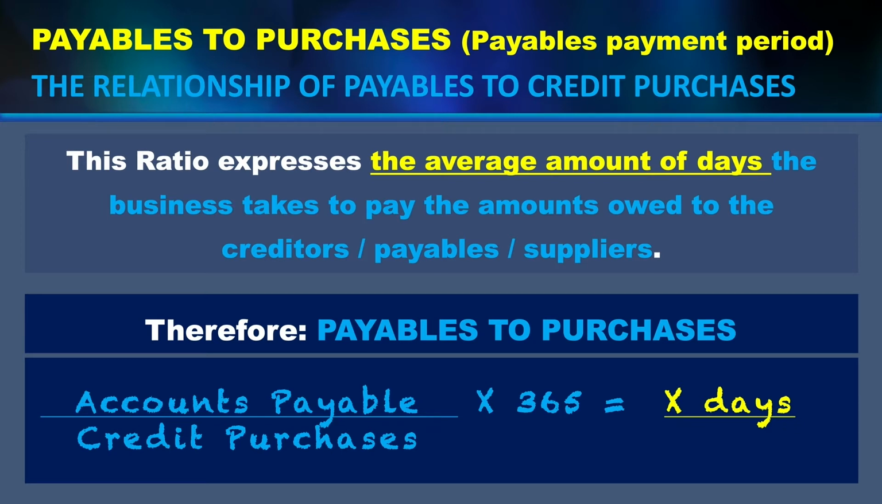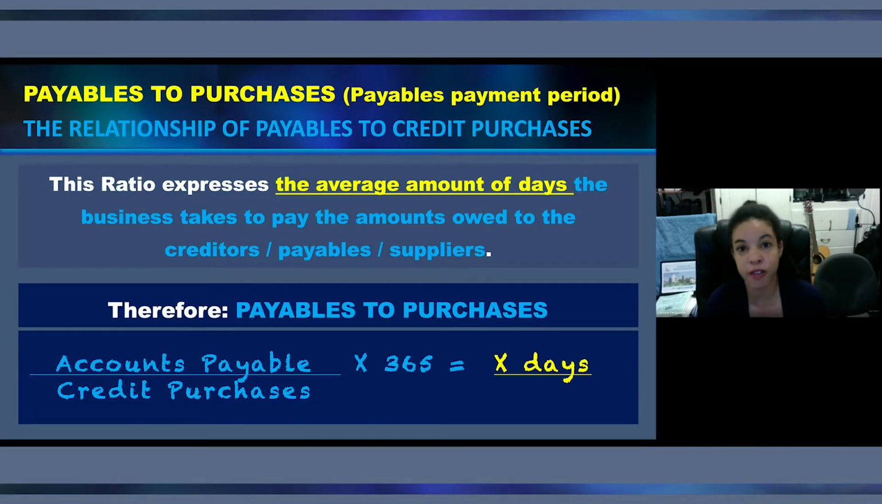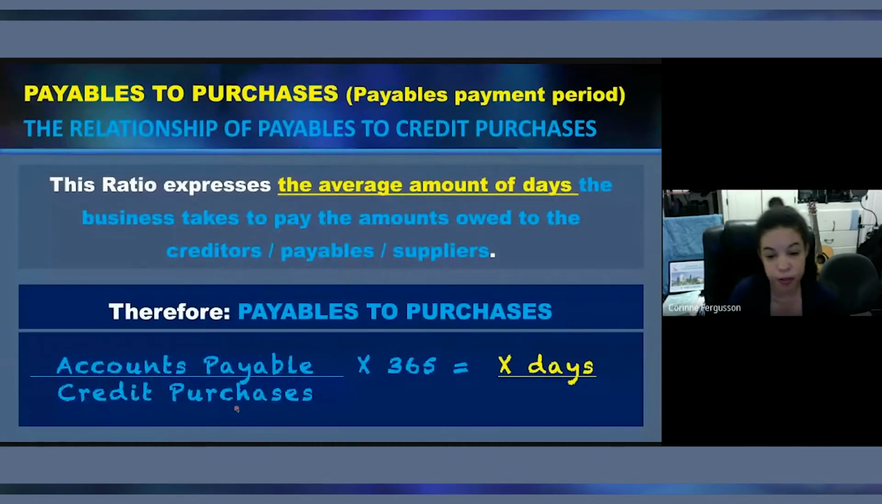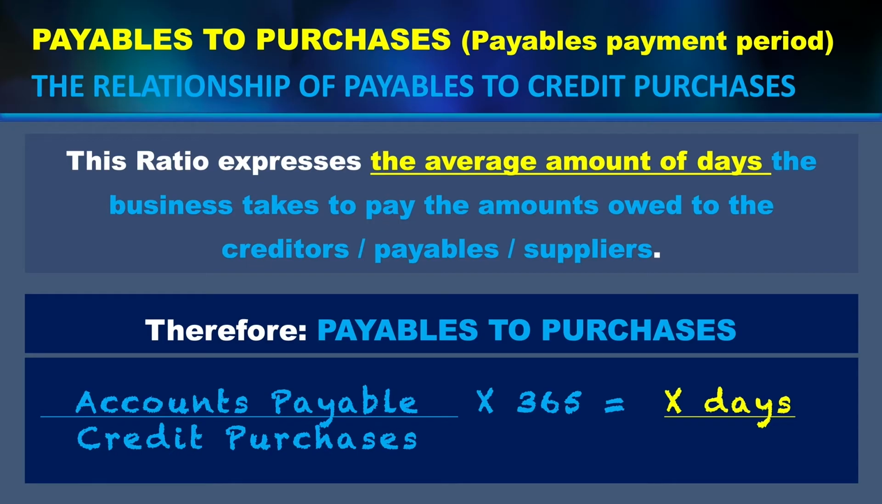Once again, specifically credit purchases. But if they only give you a purchases figure, that is the figure you're going to use, assuming that all the purchases are credit purchases. So it's your accounts payable over your credit purchases, or whatever purchases figure they give you, multiplied by 365, and the answer you get is in days.